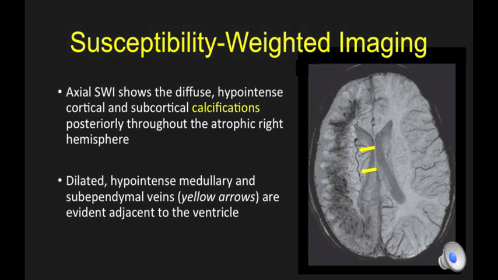Axial SWI shows diffuse hypointense cortical and subcortical calcifications posteriorly throughout the atrophic right hemisphere. The yellow arrows designate dilated hypointense medullary and subependymal veins, which are evident adjacent to the ventricle.